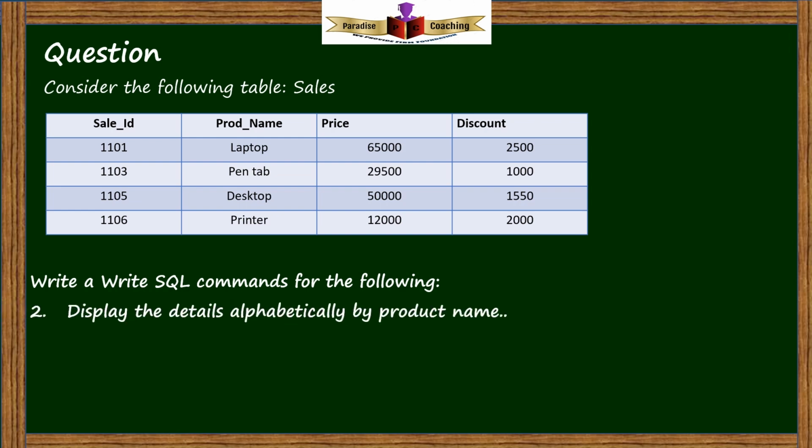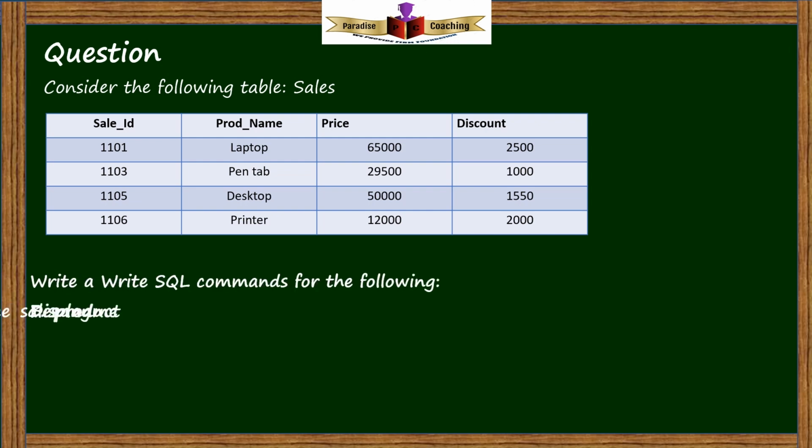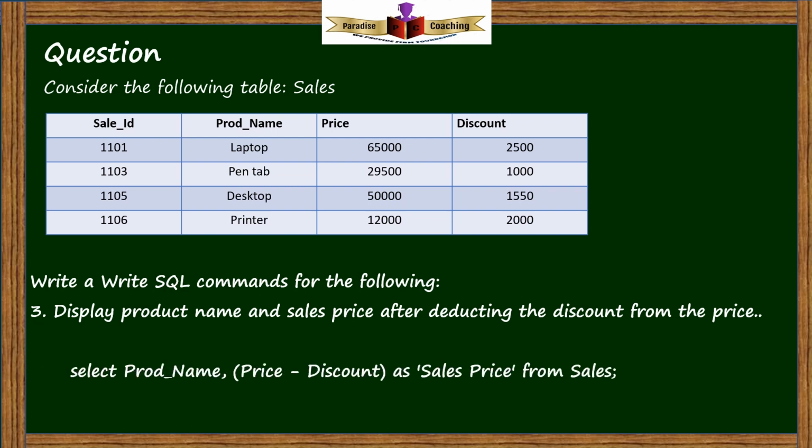Write a SQL query to display the details alphabetically by product name. The order by clause is to be used to sort records by product name. Write a query to display product name and sales price after deducting the discount from the price. This query requires a calculated field, sales price. The sales price is computed as price minus discount. The AS clause is used to give a name to the calculated field.